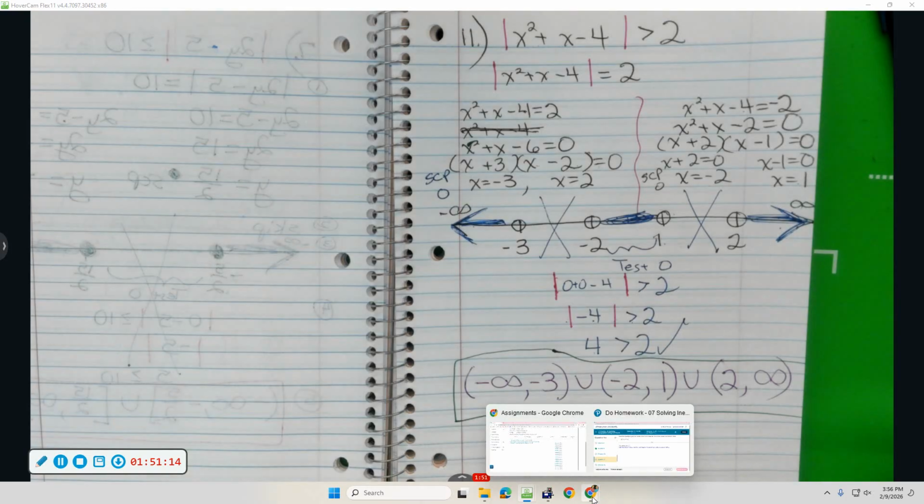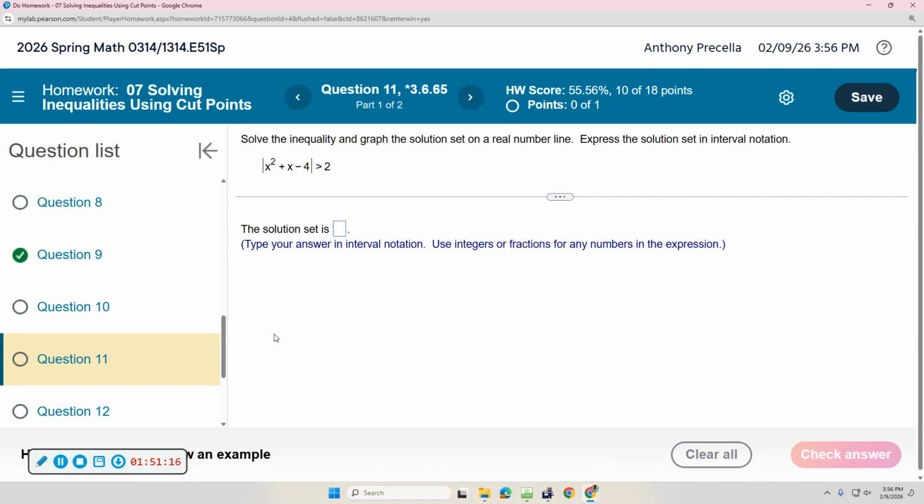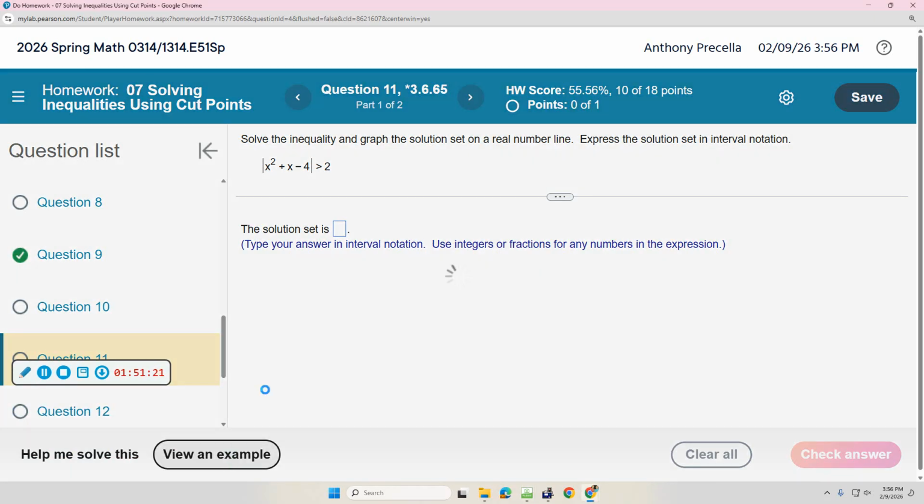If you view an example, you better be careful, because their little method that they do, I'm convinced the programmer doesn't.